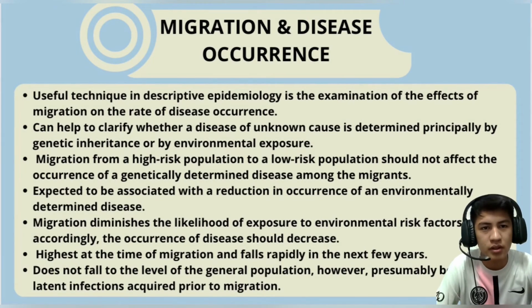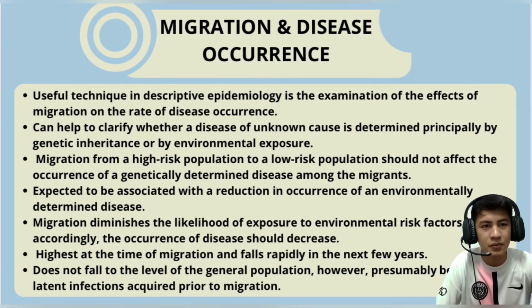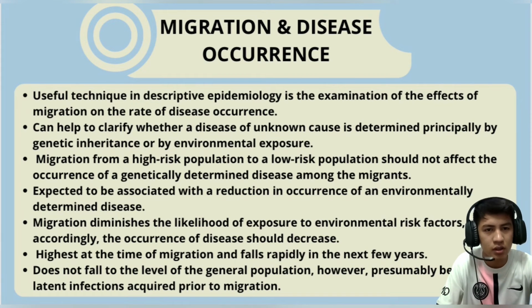Migration and disease occurrence. Another useful technique in descriptive epidemiology is the examination of the effect of migration on the rate of disease occurrence. Studies of this type can help to determine whether a disease of unknown cause is determined principally by genetic or environmental factors. Migration from a high risk population to a low risk population should not affect the occurrence of a genetically determined disease among the migrants. In contrast, migration from a high risk population to a low risk population is expected to be associated with a reduction in occurrence of an environmentally determined disease.